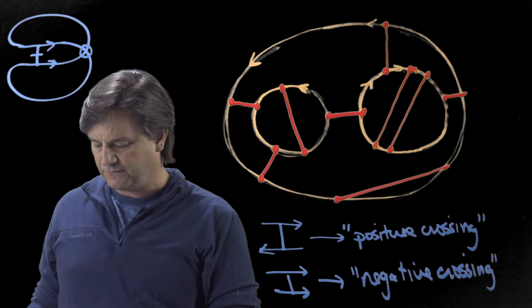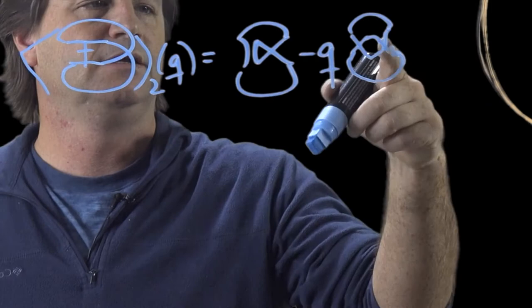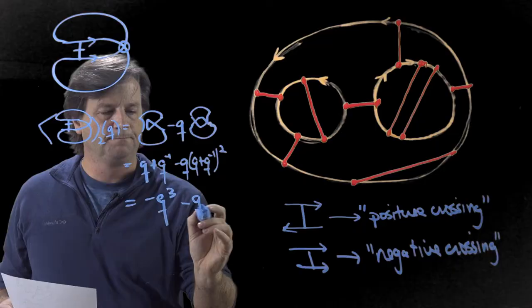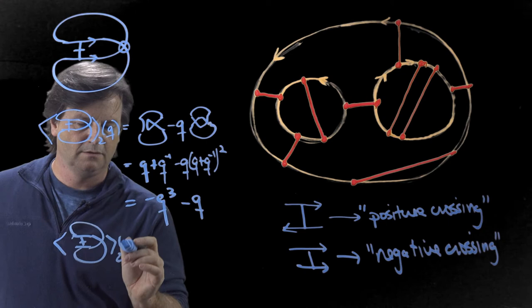So let's just calculate it. Okay. So it's going to be open, minus q, close, or cross. And here we see that in this case, we have one circle, and in this case, we have two circles, and they're intersecting on the second virtual degree. So we can write q plus q inverse minus q times q plus q inverse squared. We have two circles. That's equal to minus q cubed minus q. And then if you insert 1 into the polynomial, plugging 1 into that gives us minus 2.